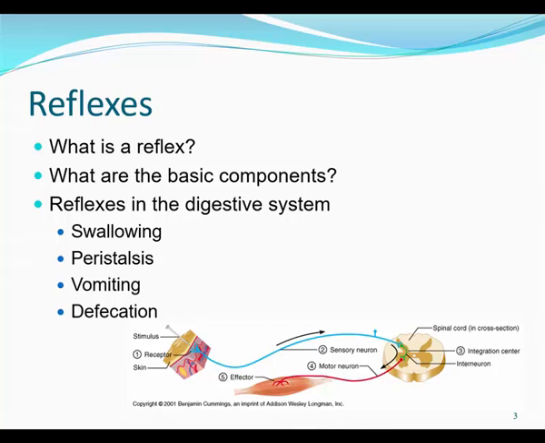There are many reflexes in the digestive system that you are born with. In other words, a baby can swallow, move things along in the digestive system via peristalsis, vomit, and defecate without any problem, and they certainly don't have to be taught to do any of these things. Again, all of these are reflexes in the digestive system. Look at this diagram and notice that you have a receptor, a sensory neuron, an integration center, a motor neuron, and an effector.